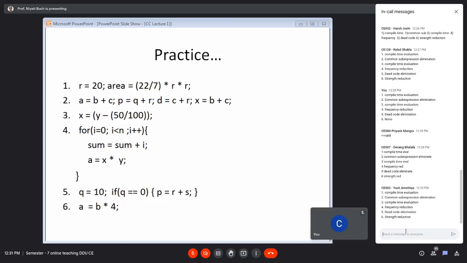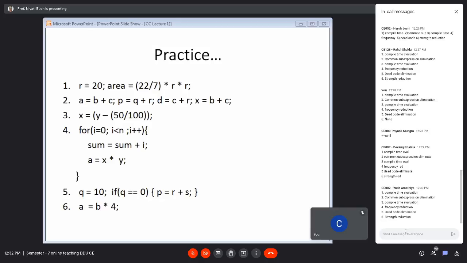Very good. Second one, over here, try and observe the right hand side of the assignment. What do we see? We see B plus C, then we see Q plus R, then we see C plus R, and then we see B plus C. Now, are we changing the values of B or C anywhere? No, it's not getting changed. So the expression B plus C will give us the same answer which will be stored into A, as well as the same answer will be stored into Z. But we will be computing it twice.